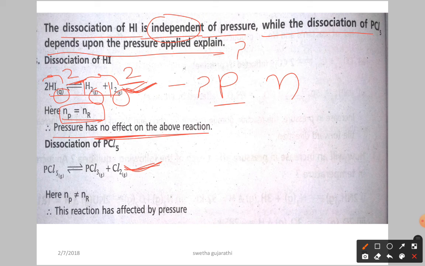Okay. Now let us see the next, dissociation of PCl5. This is PCl5, a gas. PCl5 is going to dissociate into 1 mole of PCl3 and 1 mole of Cl2. Now let us see the difference in the number of moles. Total number of moles of reactant, how many do we have? 1 mole. Number of moles of product in total? 2. So here we have a difference. The number of moles of reactant and product are not the same, so definitely the effect of pressure will be there.